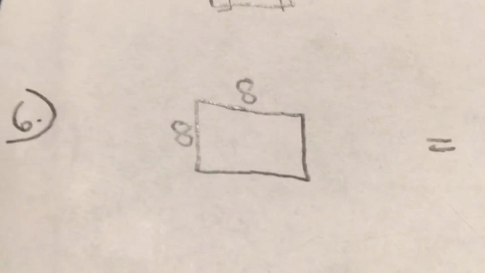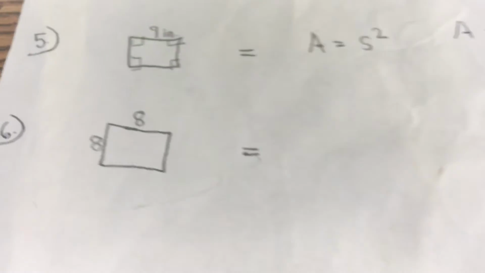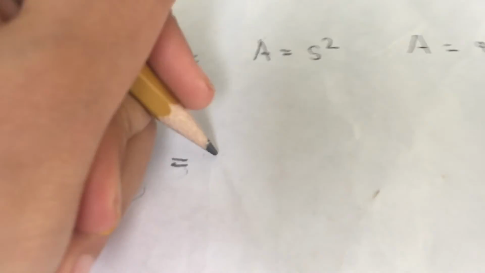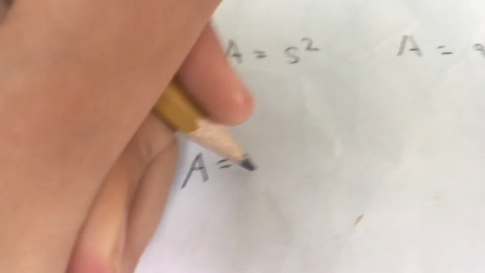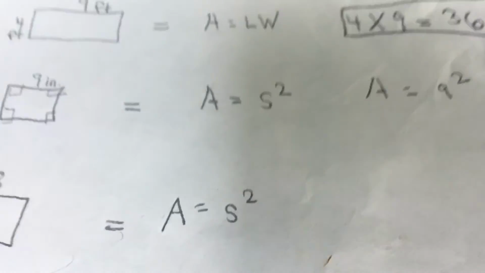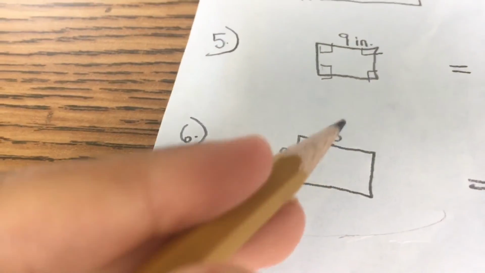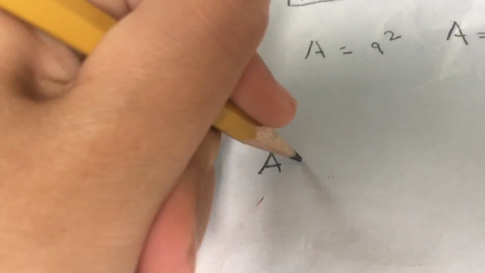Perfect. Nice job. Now I'm going to let you do number 6 on your own. Pause the video. I hope nobody got tricked by that. Okay, so we're going to use our formula. Area is side squared. You may be thinking to multiply this out, I just gave you an extra one. It's still 8. So we're going to do 8 squared.